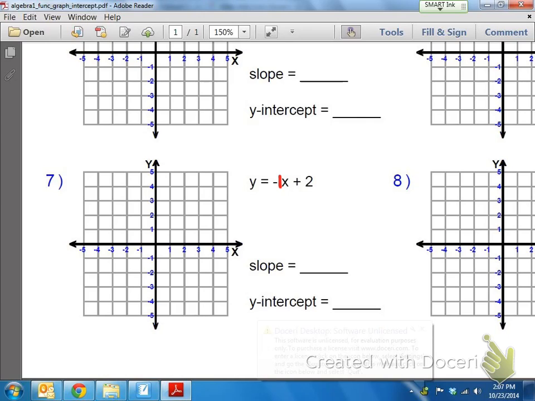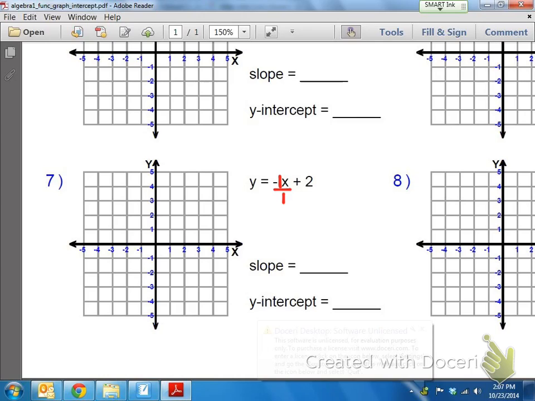And like we've been teaching you all this year, if there's any number, it could be a variable or a number, there's always an invisible 1 below it. So the slope of this line is actually negative 1 over 1. Now, remember, that negative only applies to the top number. It doesn't affect the bottom number.